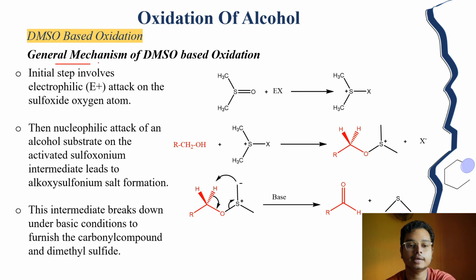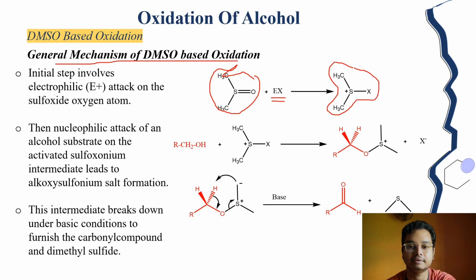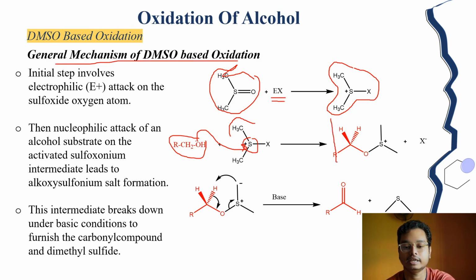So this is the general mechanism of DMSO-based oxidation. This is DMSO, and this is the electrophilic reagent. These two react to generate this type of species, which is called the activated DMSO compound. Now, this activated DMSO compound gets a nucleophilic attack by the alcohol. This O contains the lone pair, and this lone pair attacks here. This is the electrophilic center, and it generates this intermediate, which is very important.